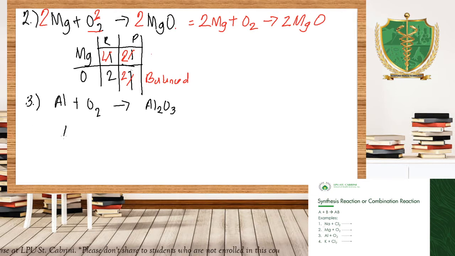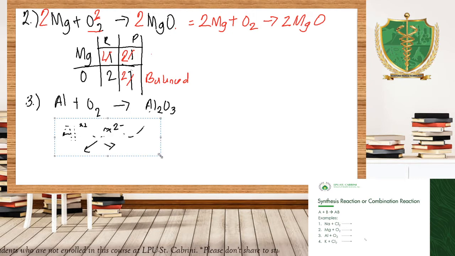So again, ang ating aluminum is aluminum 3 plus. It means it can give 3 electrons. Our oxygen is 2 negative. It means it requires 2 additional electrons. When we have our crisscross, then it will be Al2O3. Okay? So that is the chemical formula for aluminum oxide. Sana na-recall, no? Sana natandaan na that is our formula for aluminum oxide.